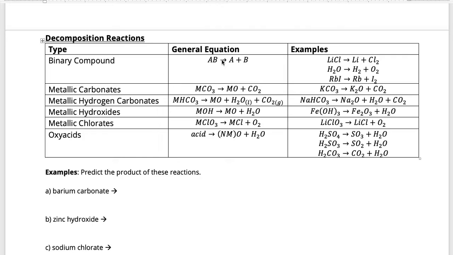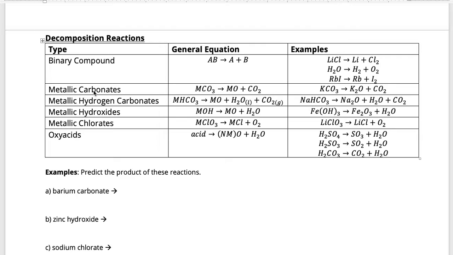It depends. If you have just a binary compound, two elements like that, you're going to just break it into the elemental pieces, okay? But then you're going to get ones where there's polyatomics, right? Polyatomics means that there's more than one element clumped together as an ion. So those are going to break apart differently. So you just have to, again, identify what kind of reactant you have.